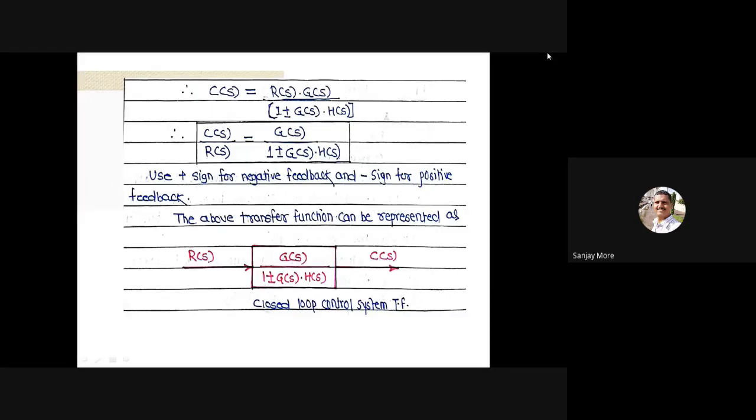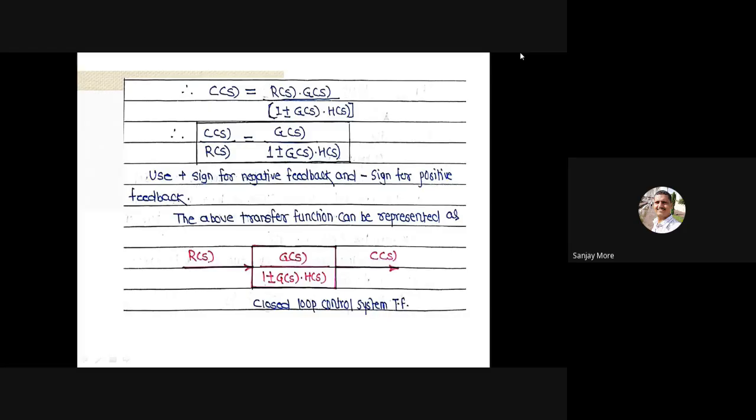Therefore, C(S) is equal to R(S) into G(S) divided by, in bracket, 1 plus minus G(S) into H(S). Then, therefore, C(S) divided by R(S) is equal to G(S) divided by 1 plus minus G(S) into H(S). Use plus sign for negative feedback and minus sign for positive feedback.